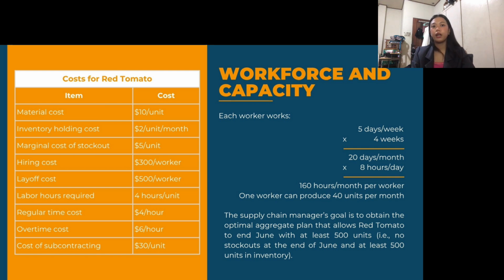So to build a plan, the company has to understand the limits. Each worker is available for 20 days per month and 8 hours per day. Since the product takes 4 hours of labor to make, a single worker can produce exactly 40 units per month. So knowing this allows the company to calculate how many people they need to hire or how much overtime is required to meet the numbers of their forecast.